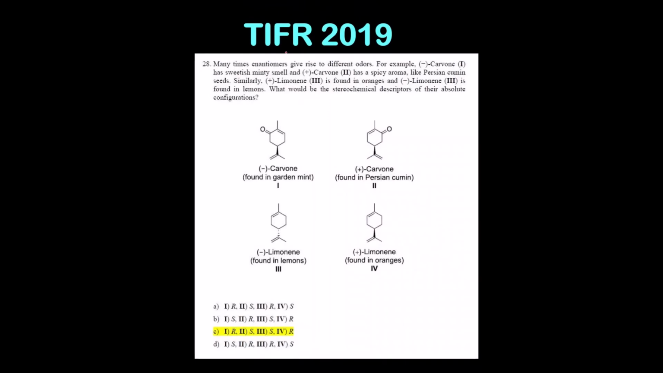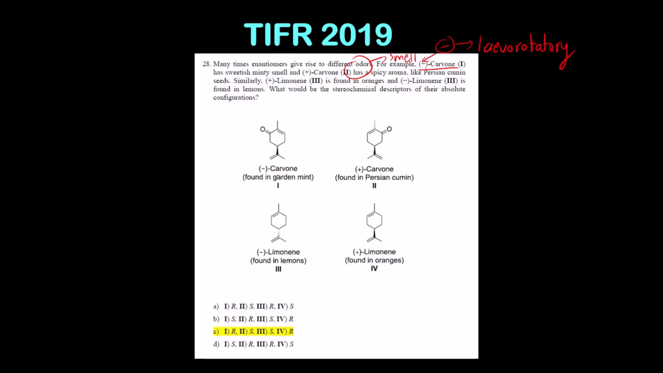So our next question is from the 2019 paper. So let us first read the question. Many times enantiomers give rise to different odors. Odors means smell or aroma. For example, minus carvone, or this is the notation for levorotatory molecule.